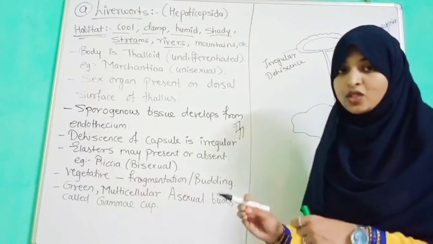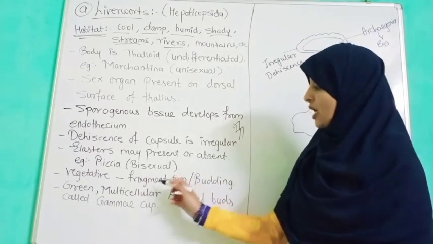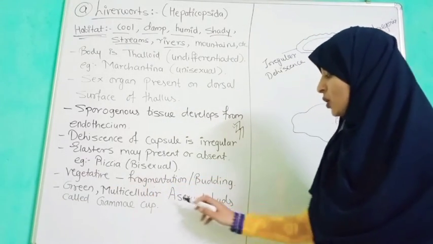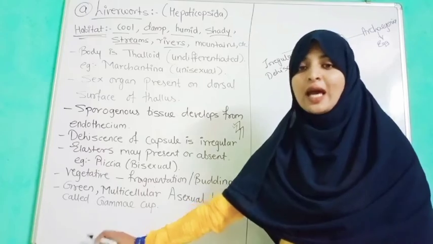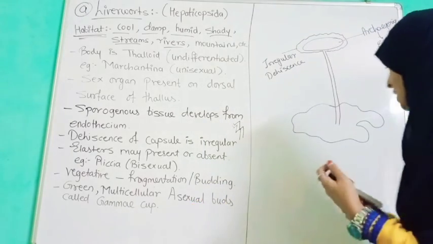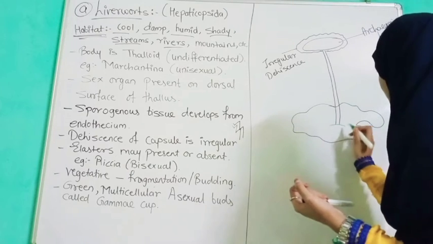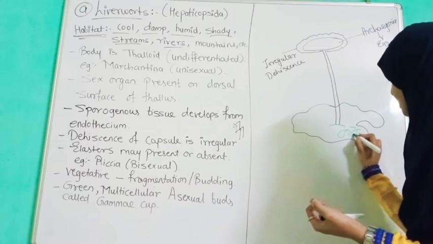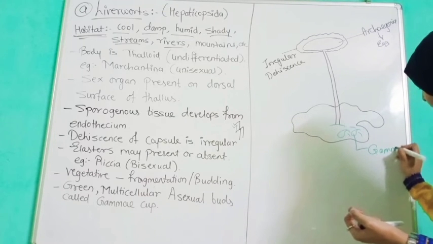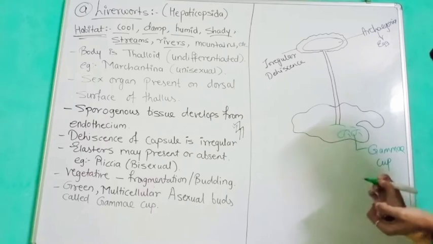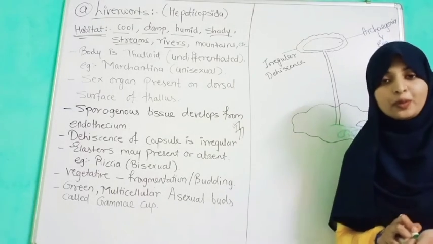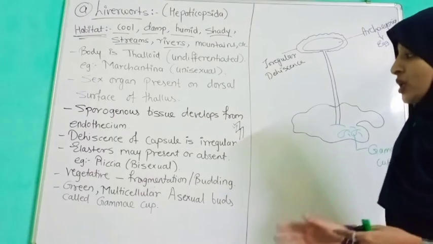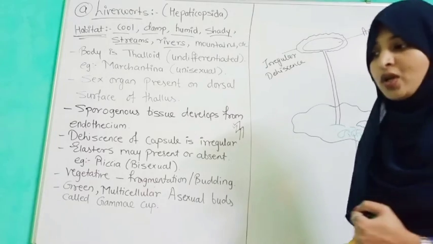They are going to form buds, or they are going to form fragments, and they reproduce by vegetative means. Now, green multicellular asexual buds are called gemmae. These gemma cups are present on the thalloid body. These cup-shaped structures present on the thalloid body are known as gemma cups, which reproduce asexually. Now we are going to discuss the sexual mode of reproduction, how they reproduce by means of sexual reproduction.